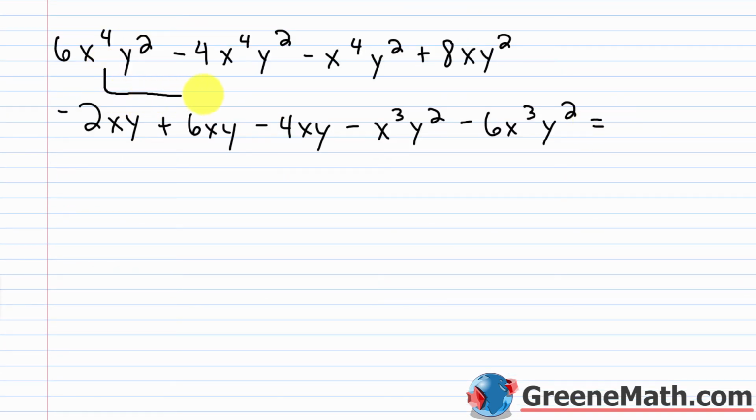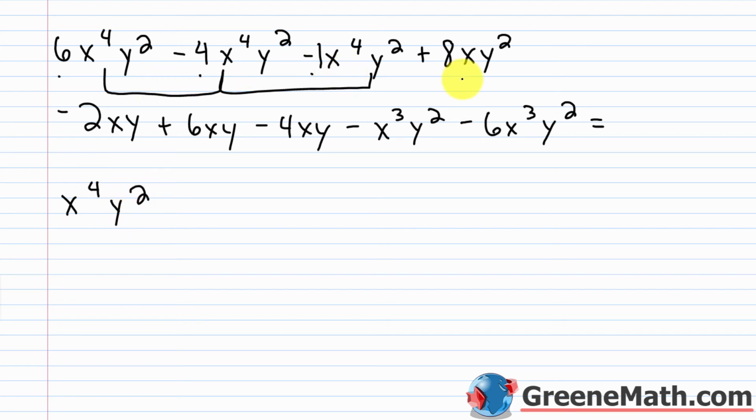So these three are like terms. So just think about leaving the variable parts the same. Just add the coefficients. So I have 6, negative 4, and negative 1 basically. So 6 plus negative 4, or 6 minus 4 is 2. And then 2 minus 1 is 1. So this would be 1, or just don't have to put anything, x to the fourth power y squared. So I've taken care of these.